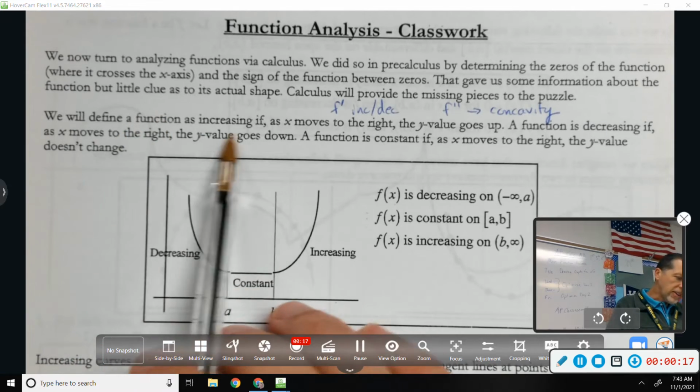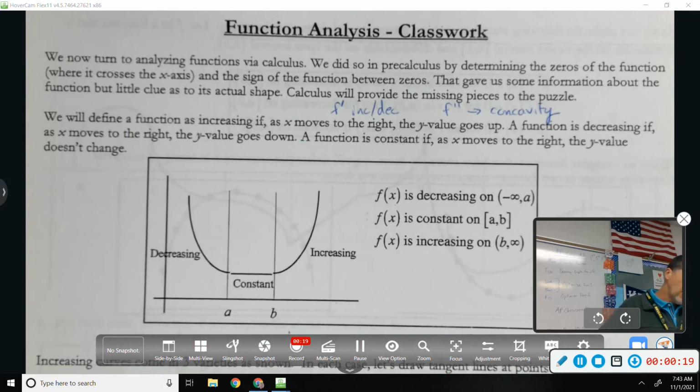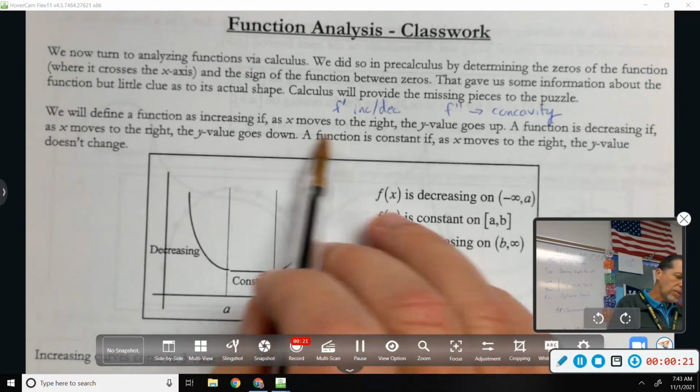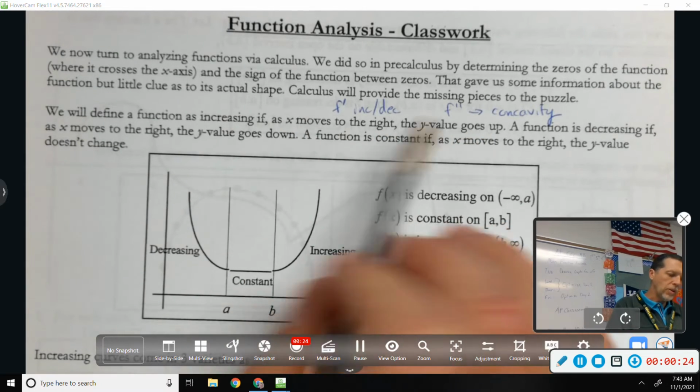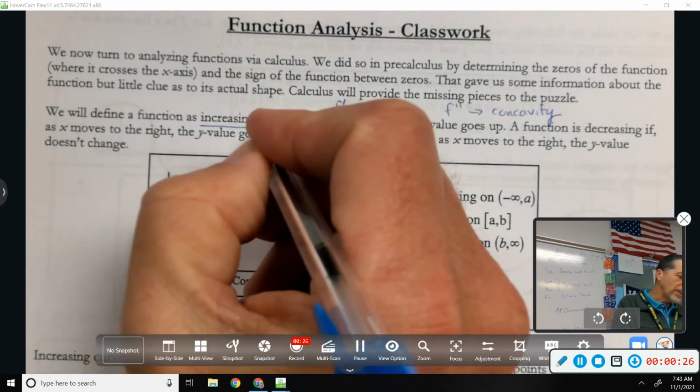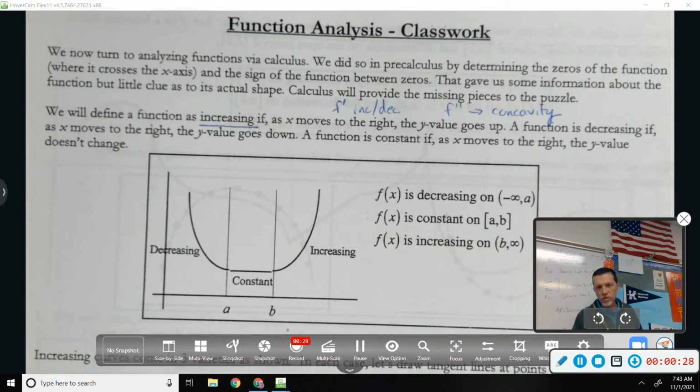We will define a function as increasing if as x moves to the right, the y values go up. Okay, we know what increasing means. You read a graph like you read a book, left to right. As you move left to right, if it's going up, then it's increasing.